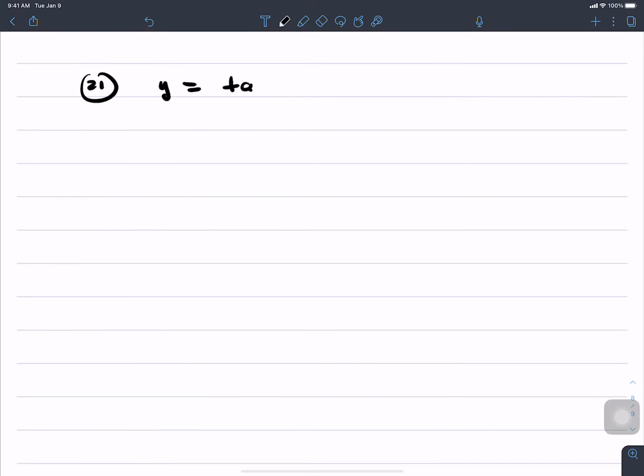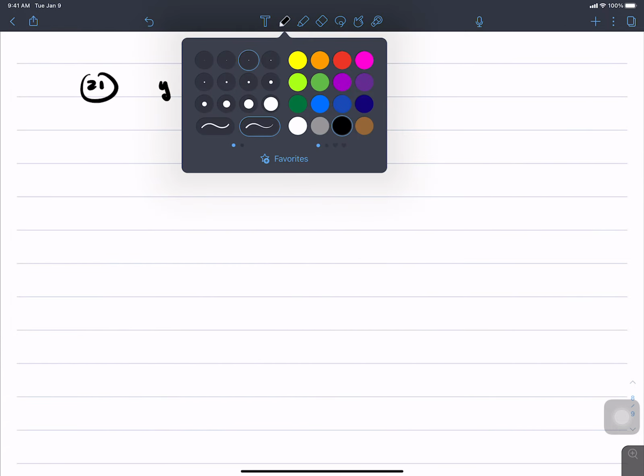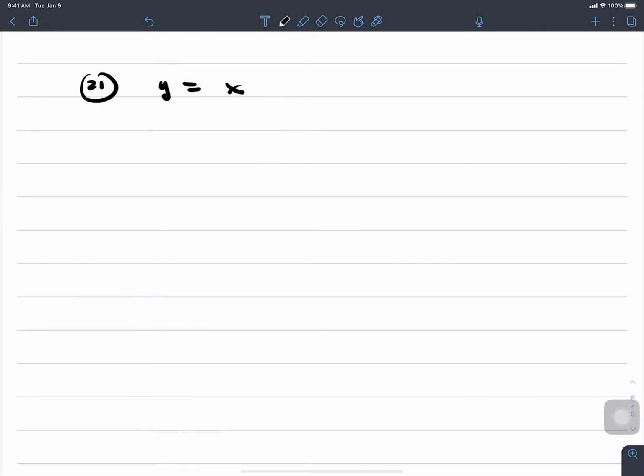Y is inverse tangent of natural log. I think we did something very similar to that one already. How about if we change that to y is x minus inverse tangent of x?